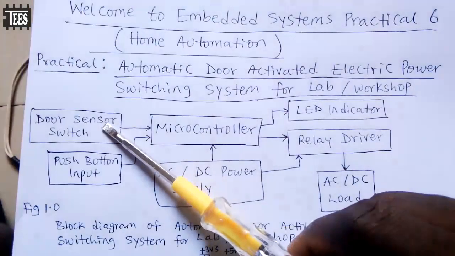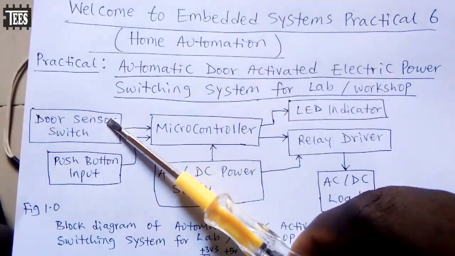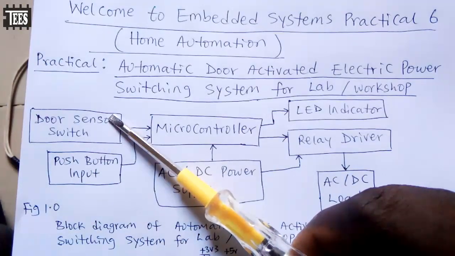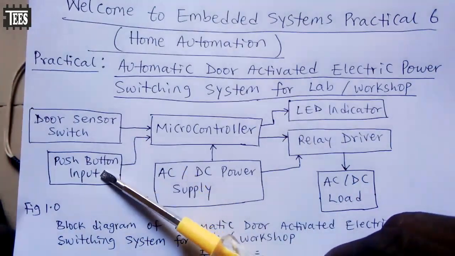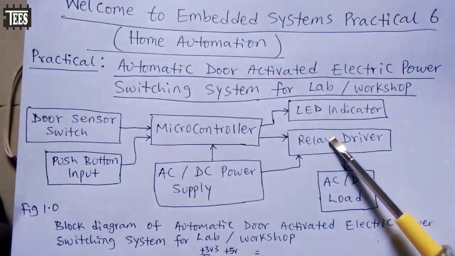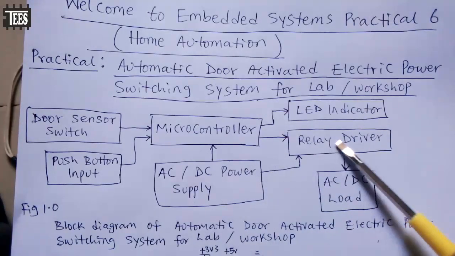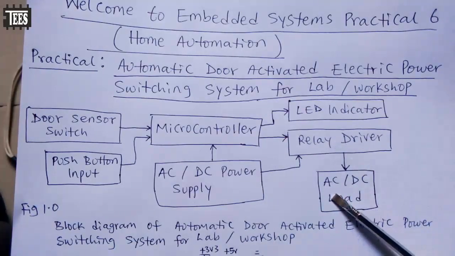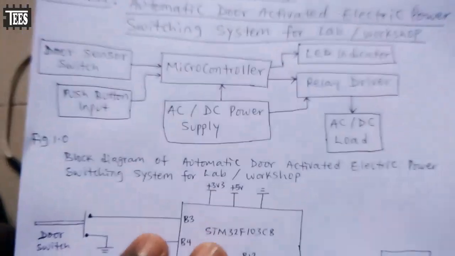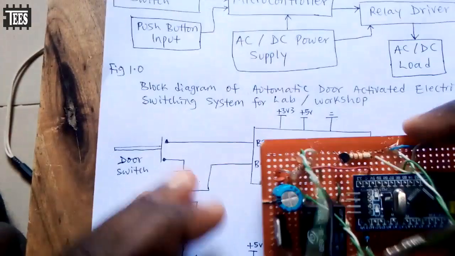So we have a door sensor switch. It's just the same principle as a push button. Then we have one push button here. Then we have your microcontroller. We have some LED indicators. We have your relay driver. Then we have AC, DC power supply. And then to your load, which could be either AC or DC. So let's take a look at the system here.